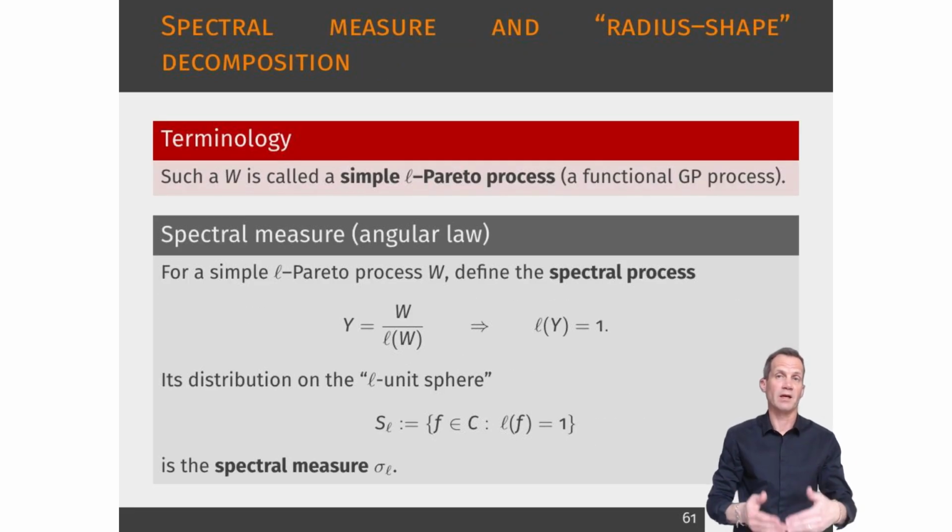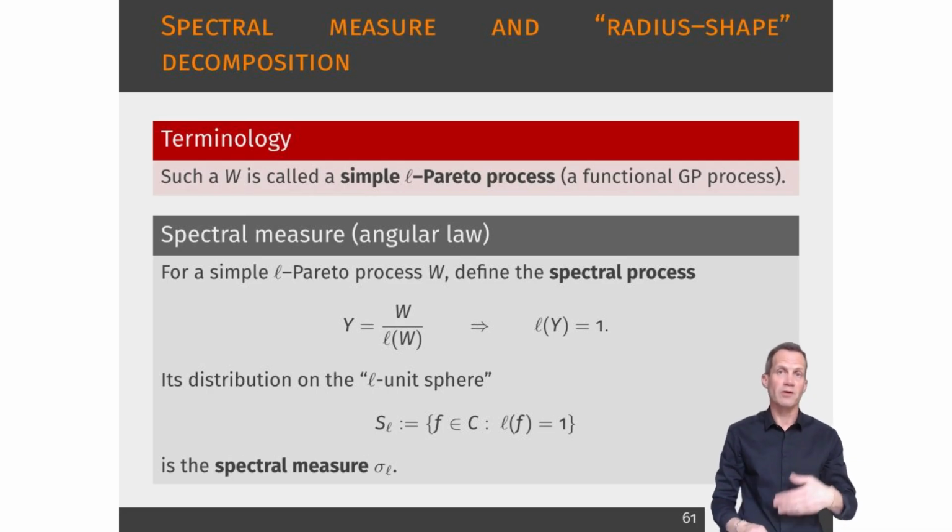This slide introduces the terminology and the spectral measure associated with an L Pareto process. Such a process is also called a functional generalized Pareto process. It is designed to model extreme functions above a high threshold. The spectral process is obtained by dividing the extreme function by its cost. After this normalization, the resulting shape has cost equal to 1.